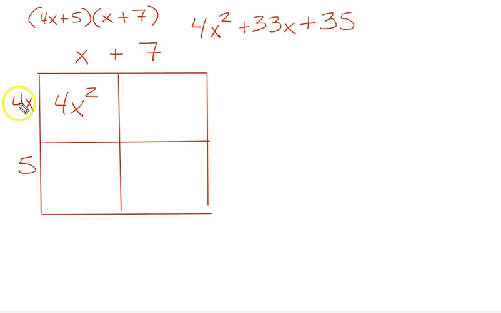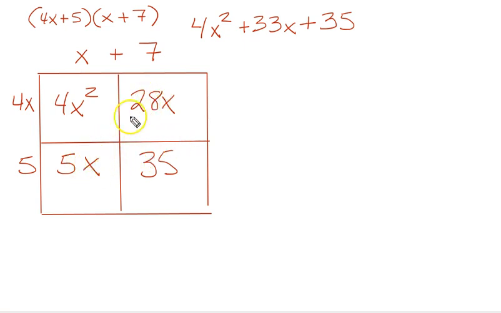Now you multiply the 4x times the 7 and get 28x. Now you're going to multiply the 5 times the x and get 5x, and then the 5 times the 7 and get 35. Since all of these terms were positive, we don't put a plus here. But when we want to display this, we're going to see, are there any like terms?